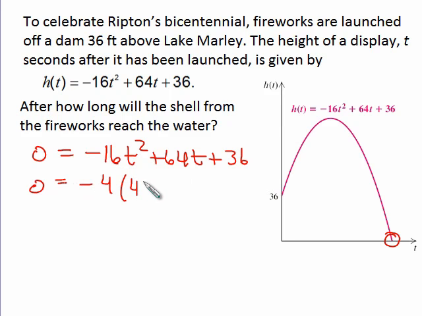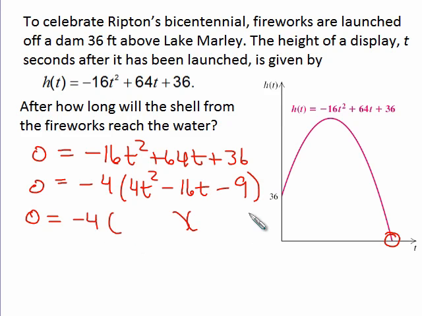So this leaves me with a positive 4t^2. Now watch your signs here, because if I divide out a negative 4, I'm left with a negative 16t. And same thing here. If I divide out a negative 4, I'm left with a negative 9. So 0 equals -4, and now I need to find the factorization of this trinomial.